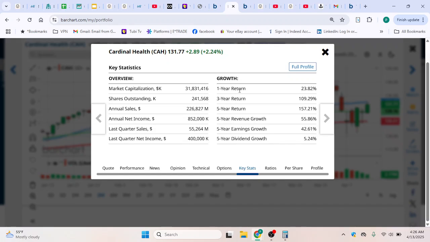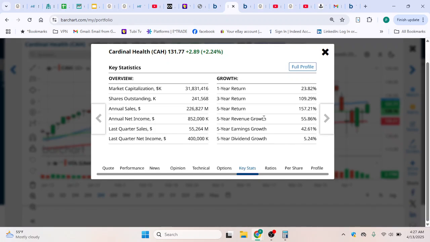It shows different returns as a percentage over these different time periods. So in 1, 3, and 5 years, we've got a progression of the returns going up, right? So we got 23% and 109% and then 157% over the 5-year period. So that's really solid numbers there for Cardinal Health.